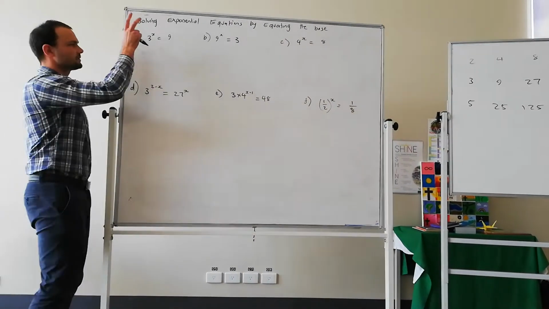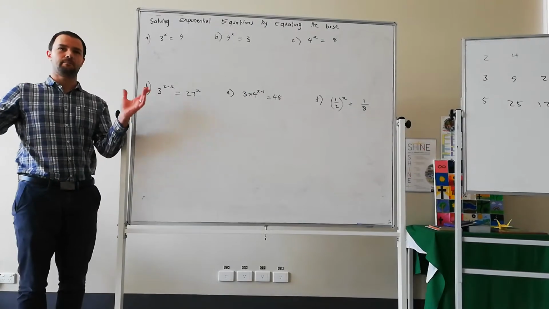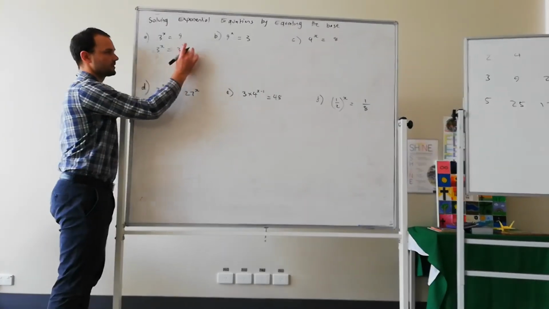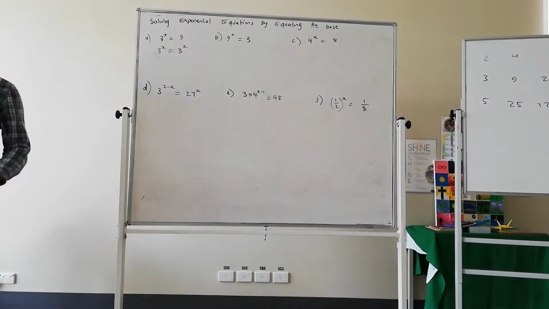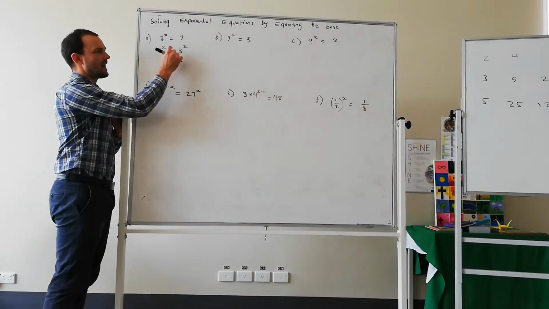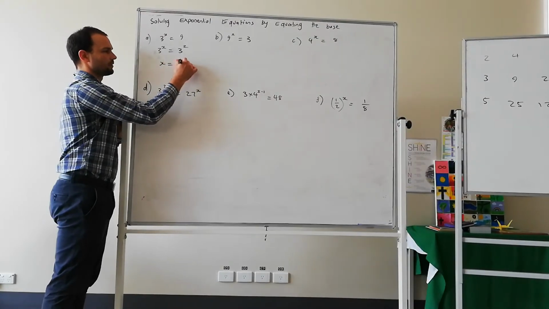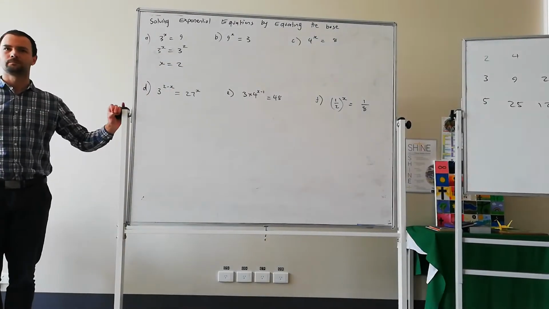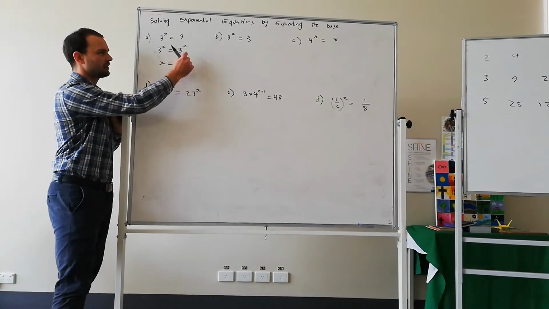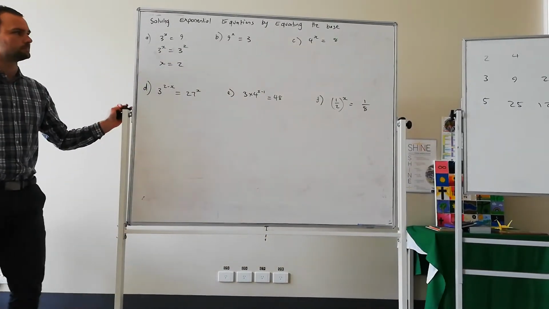So what we have to do here is express both sides with the same base. So this one, we've got 9 is just 3 to the power of 2. Now because they have the same base, and the left side equals the right side, it means the powers are equal as well. And so the solution is x equals 2. We express them both as a base of 3. 3 to the x equals 3 to the 2, therefore x is 2.